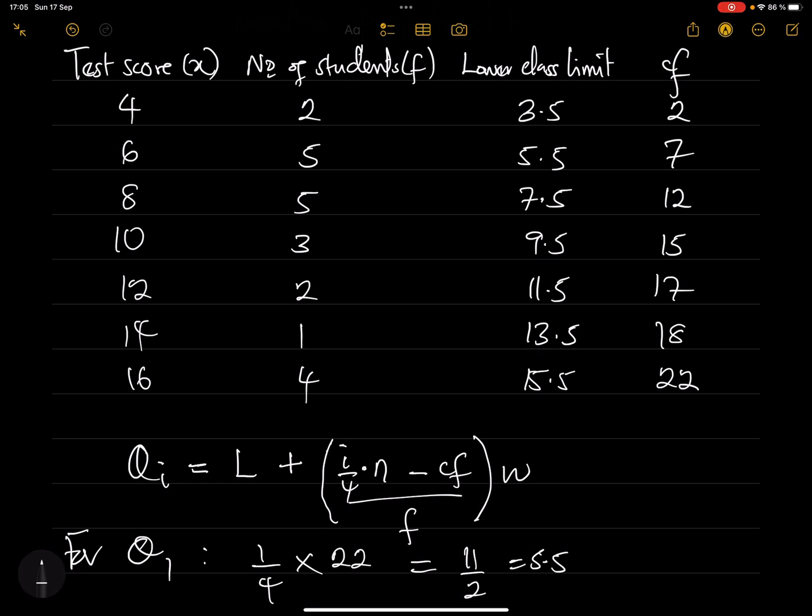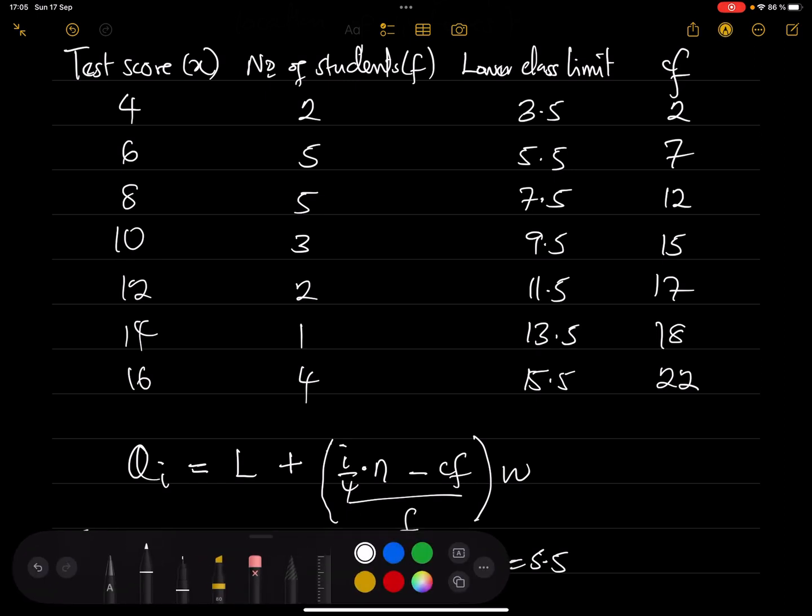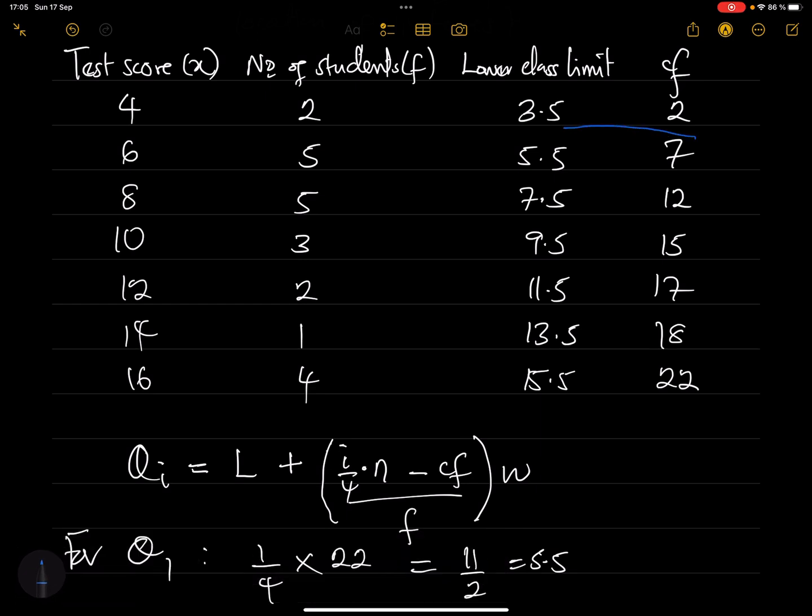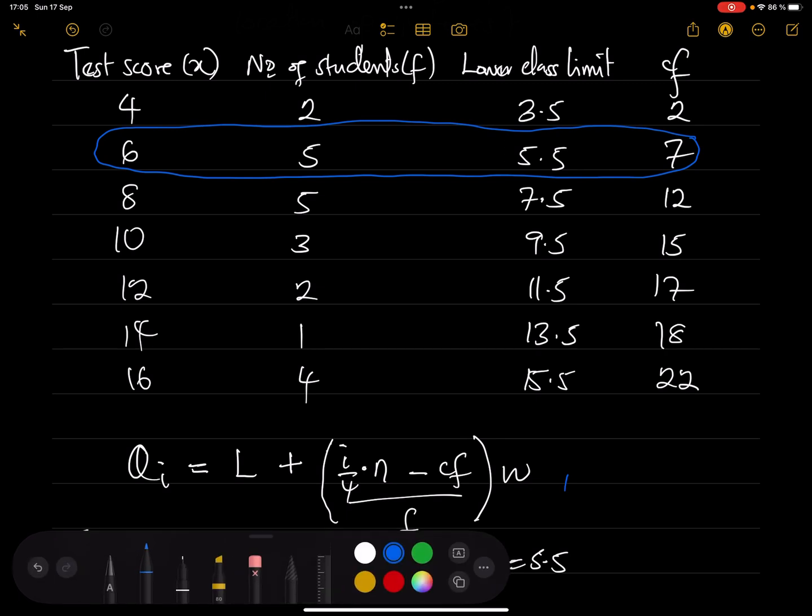Let us have the color to paint that like this. So 5.5, it is here because the location of interest is actually here, where we have this cumulative frequency to be 7. Okay, 5.5 is in that particular region. So for Q1, we have the location of interest. Good. Since we have got the location of interest, then things become easier. So for our Q1 from here, let's go back to the white pen.